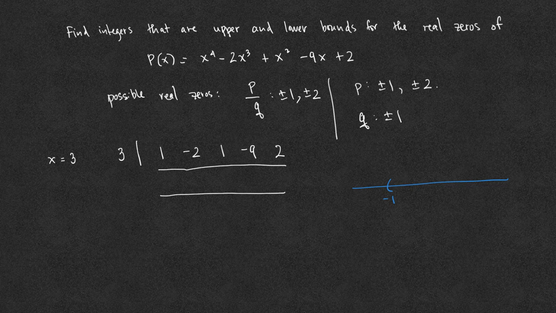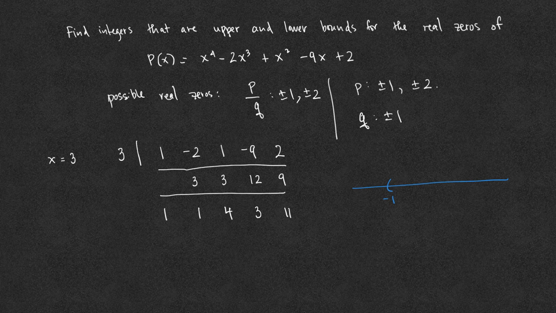We bring down 1. 1 times 3 is 3. -2 plus 3 is 1. 1 times 3 is 3. 1 plus 3 is 4. 4 times 3 is 12. -9 plus 12 is 3. 3 times 3 is 9. 2 plus 9 is 11.